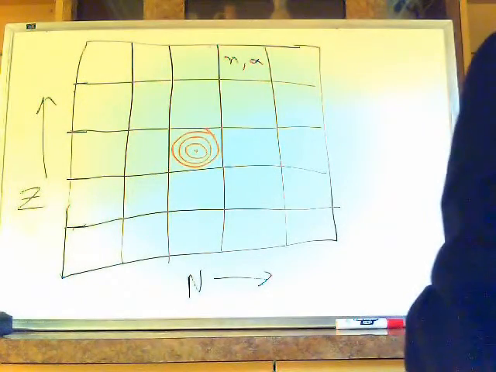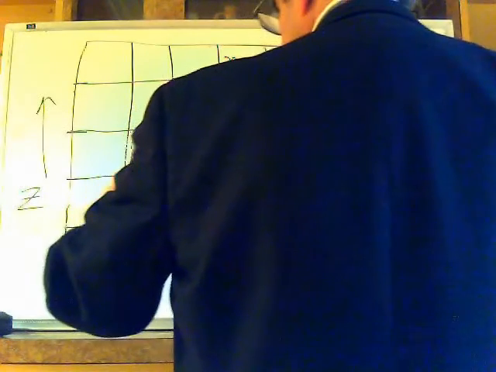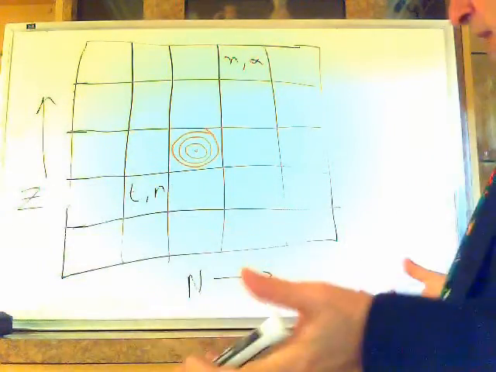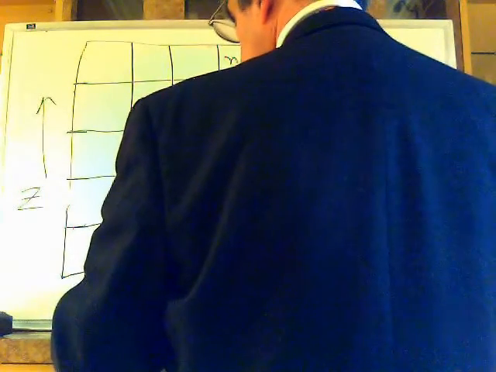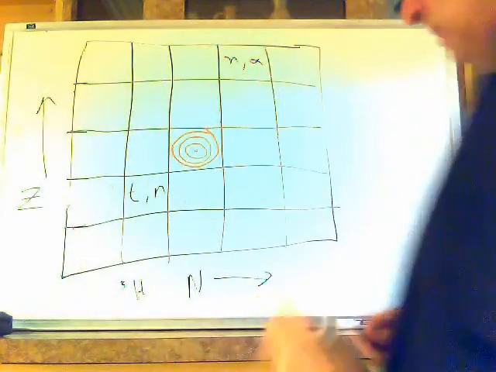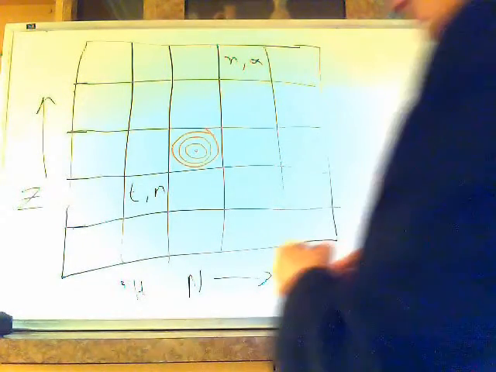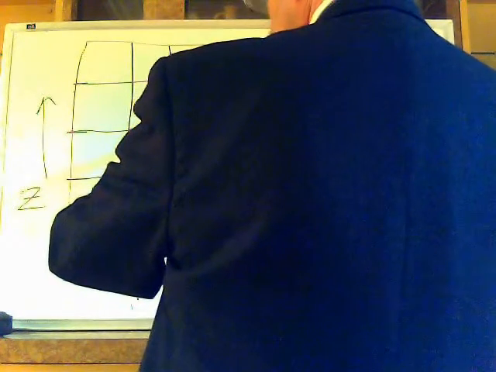Let's look at another one. Over here in this box, we've got T and N. T is a triton, it's the nucleus of a tritium atom, and then that's going to emit a neutron. So what is the nucleus of a tritium atom? It's got 1 proton and 2 neutrons. So we're going to go up 1 proton, and we're going to go over 2 neutrons. That's going to put us here.